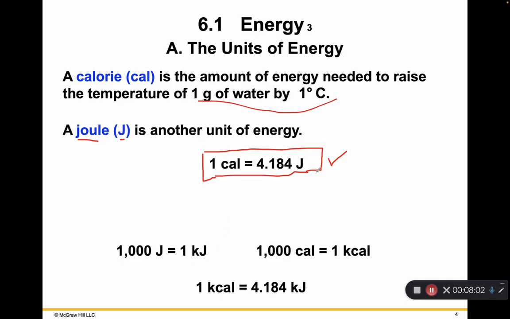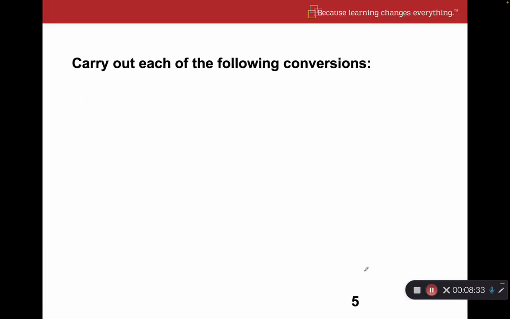How is 1 joule related to 1 kilojoule? It is the metric system. 1000 joule is equal to 1 kilojoule. Similarly, 1000 calorie is equal to 1 kilocalorie, and 1 kilocalorie is equal to 4.184 kilojoule. So actually, if you remember one of them, and the metric units you already know, you can convert from one unit into another. Let's try that with one question here.